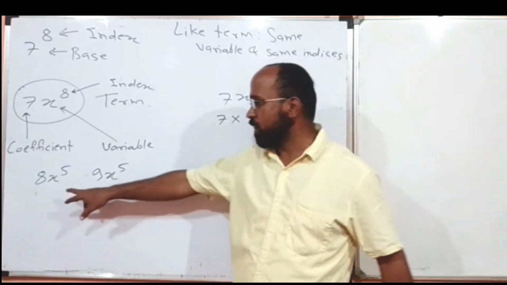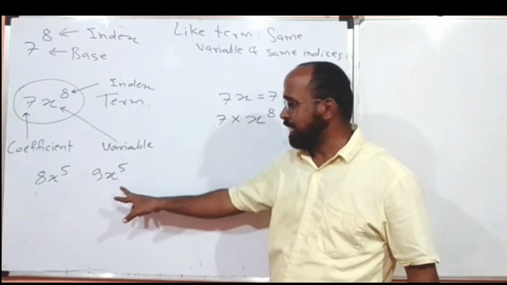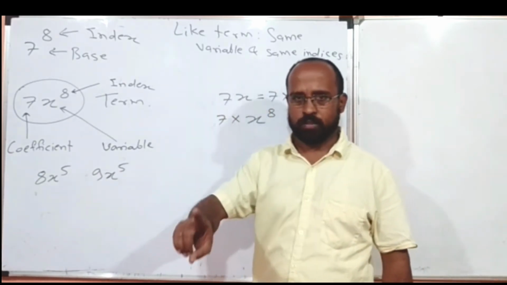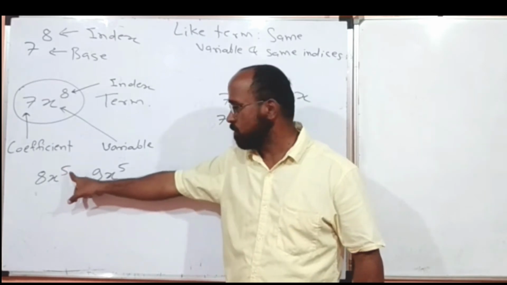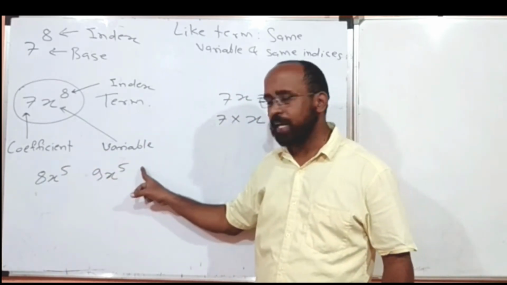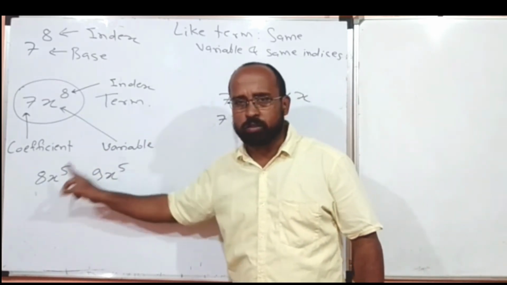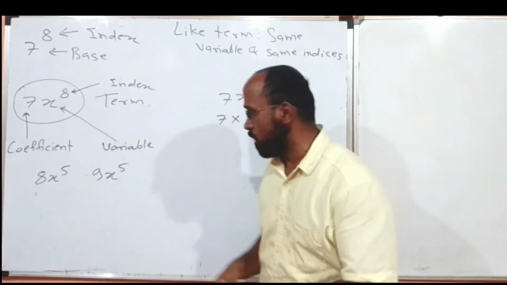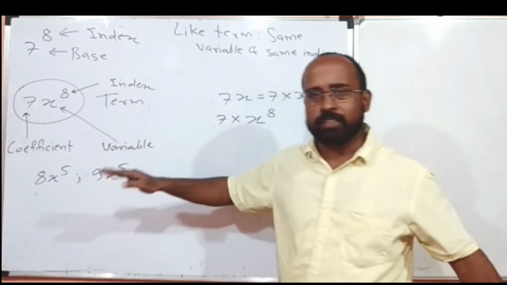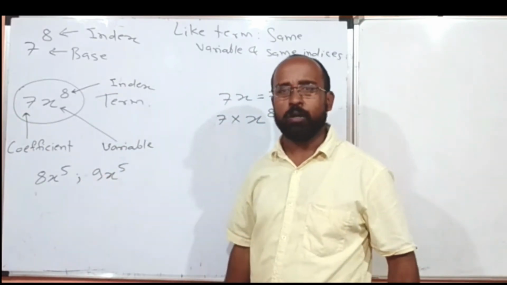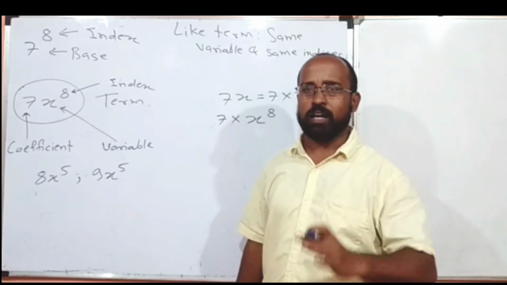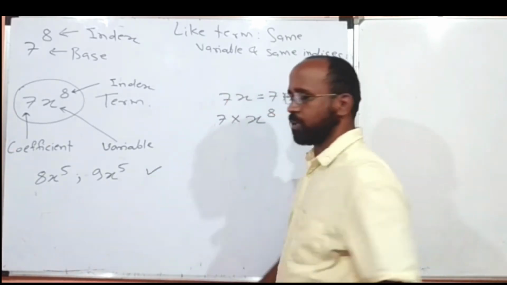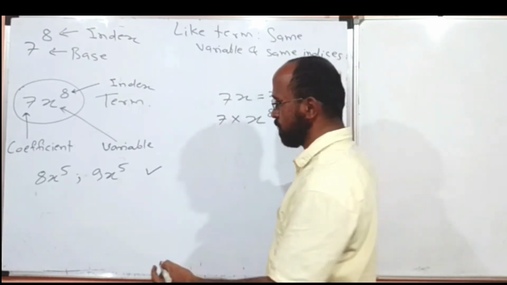In the first term, what is the variable? x. In the second term, what is the variable? x. So are variables same? Yes. In the first term, what is the index? 5. In the second term, what is the index? 5. So in both terms, are indices same? Yes. So in both of these terms, 8x raised to 5 and 9x raised to 5, variables and indices are same. So these two terms are like terms. Clear? Let us see one more example.